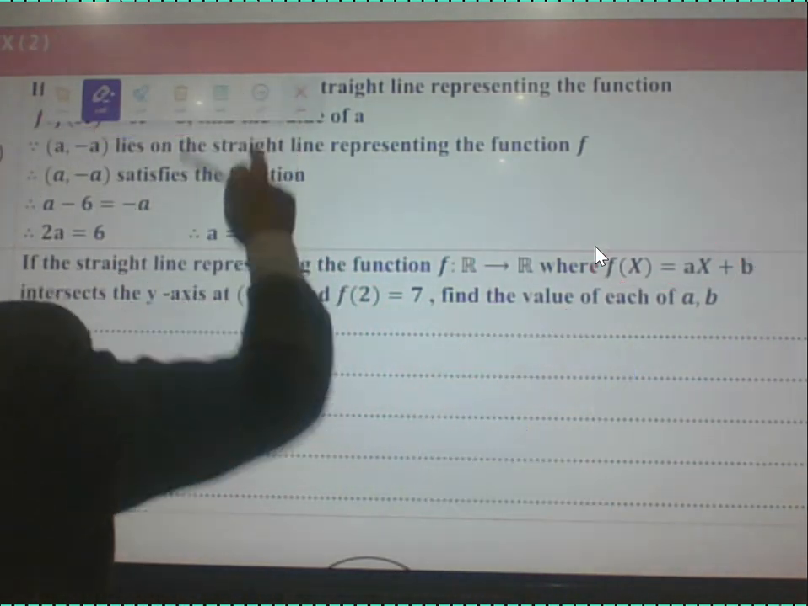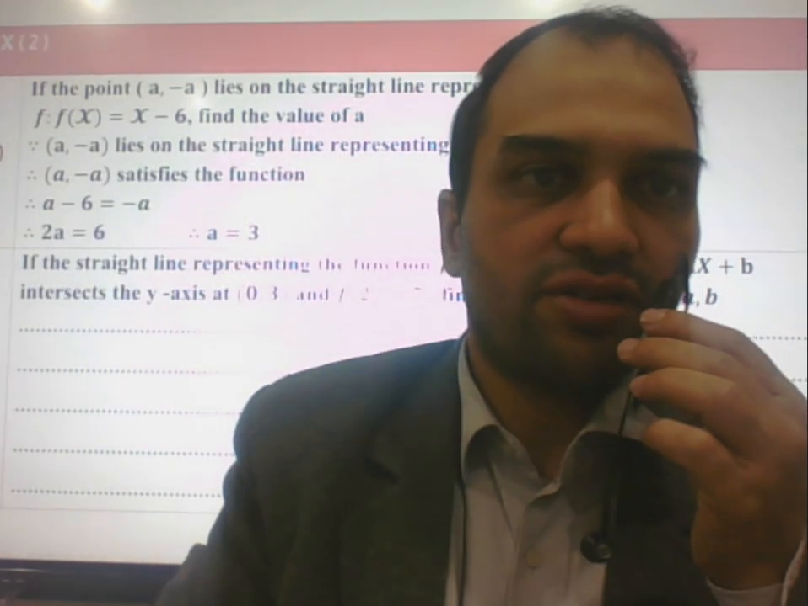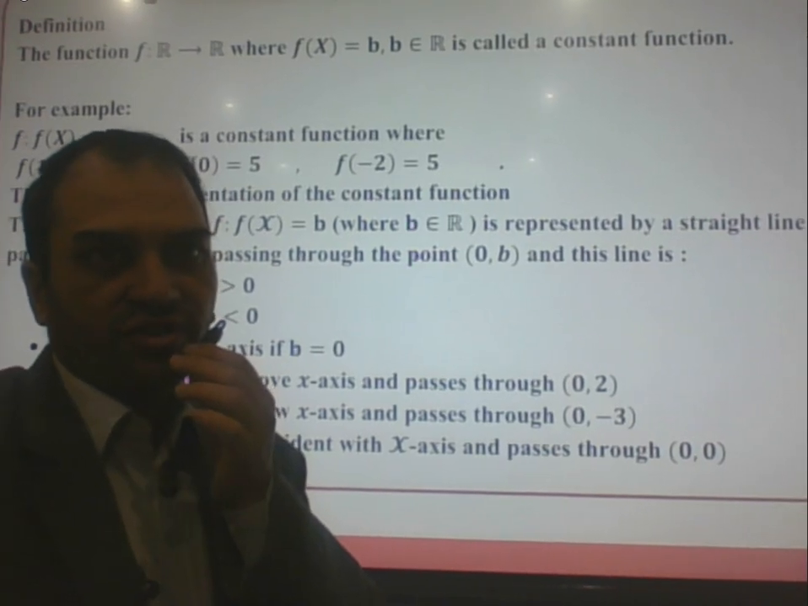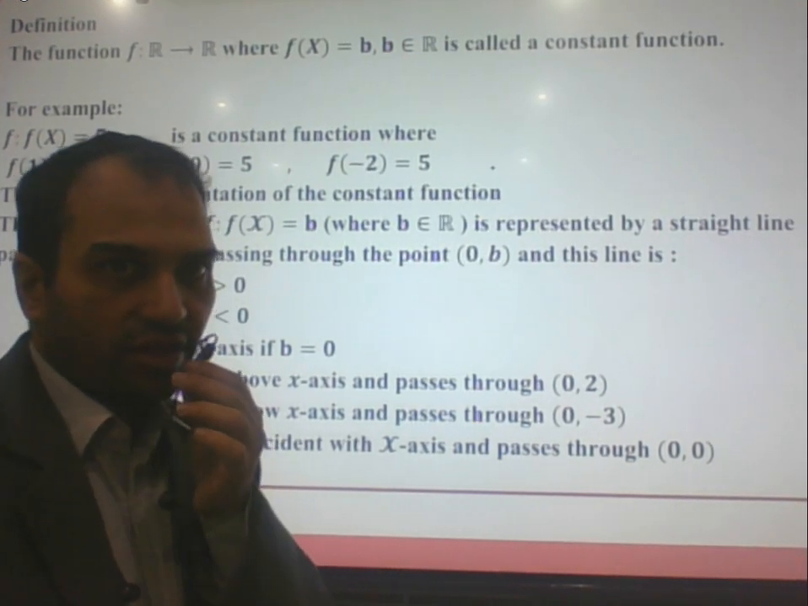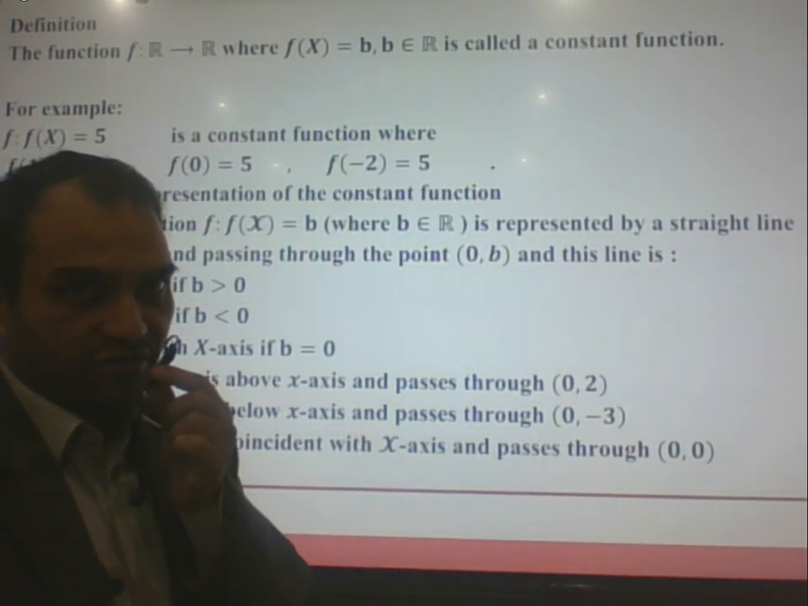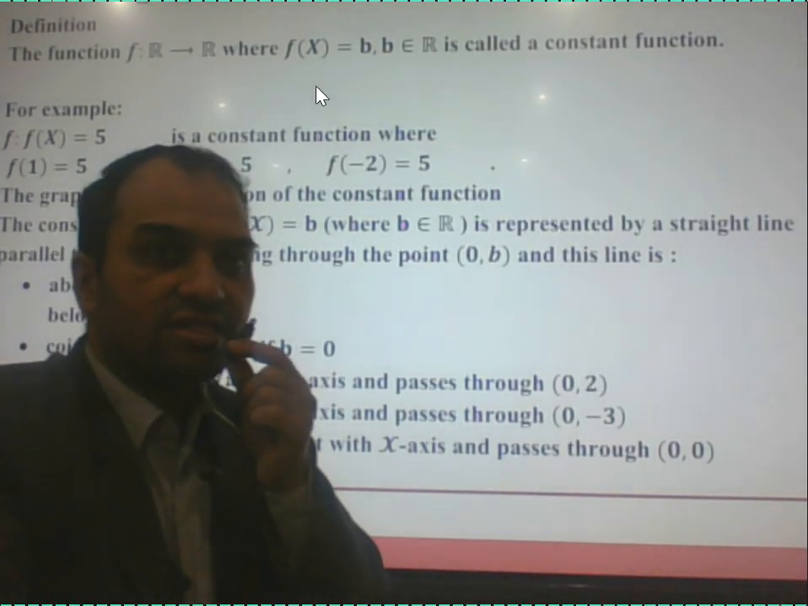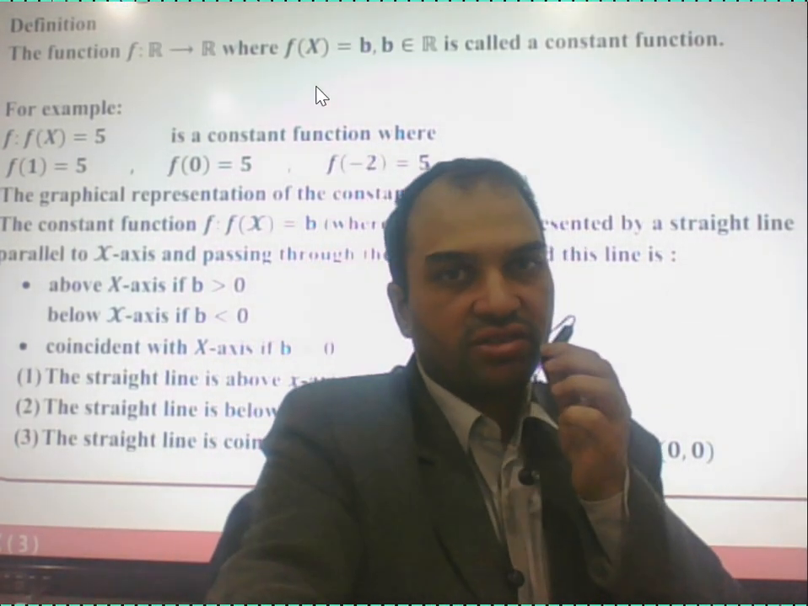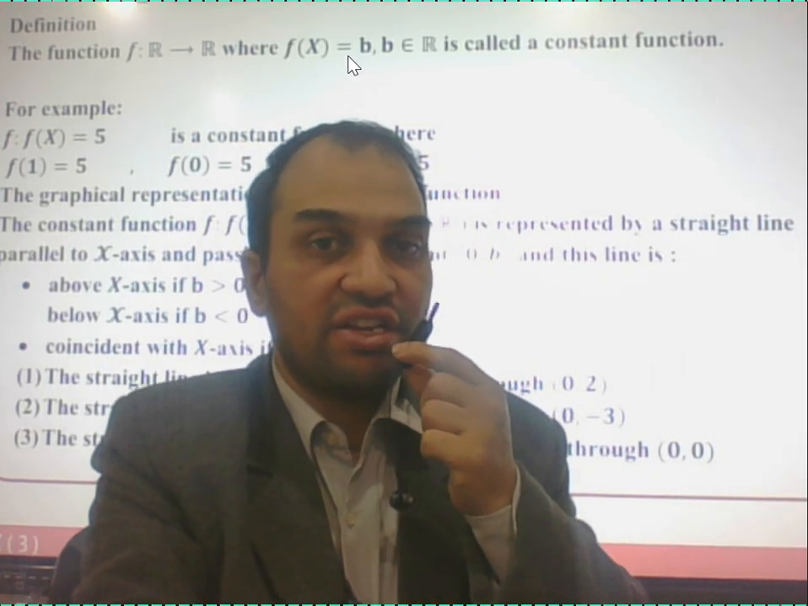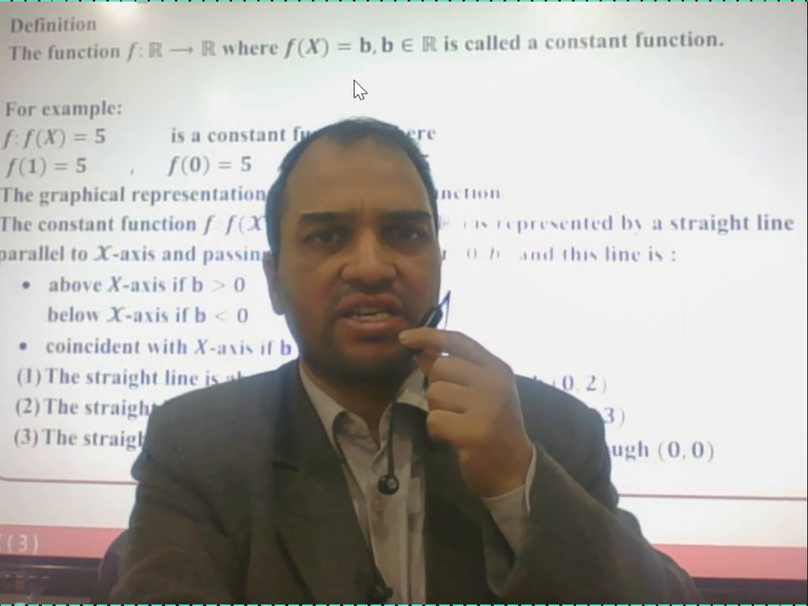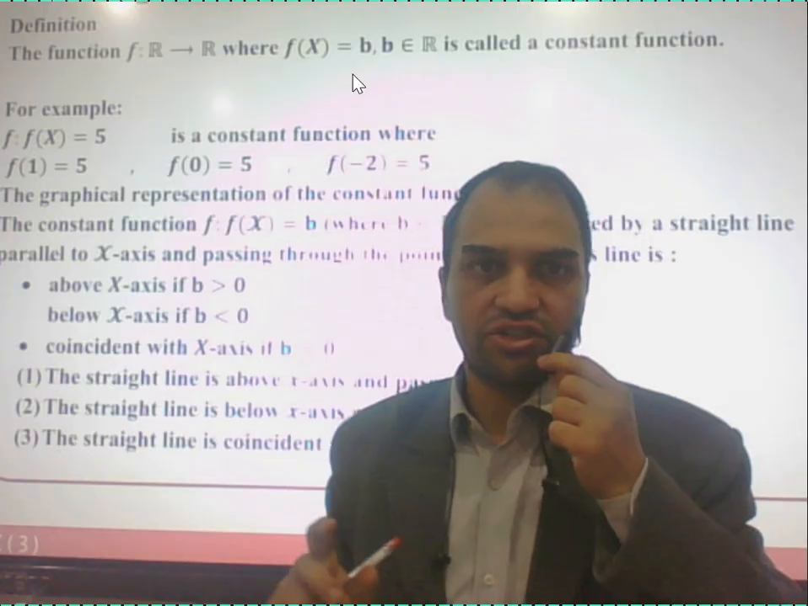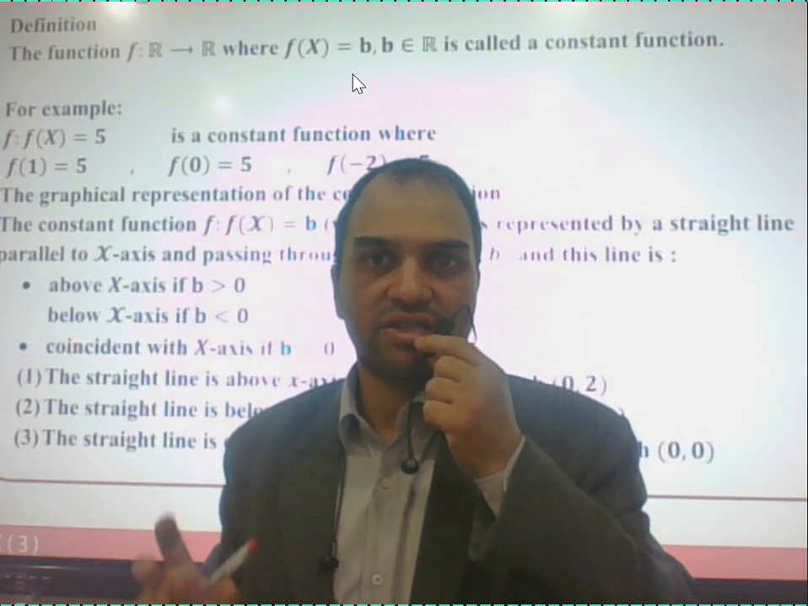Understood this question? Now I will explain the next question. The second type of function is called the constant function. What is the constant function? In the constant function, we don't have x in the equation, like f of x equals p. We don't have any x or any unknown in the expression for f of x. It's degree 0. We call this function degree 0. It's called the constant function.